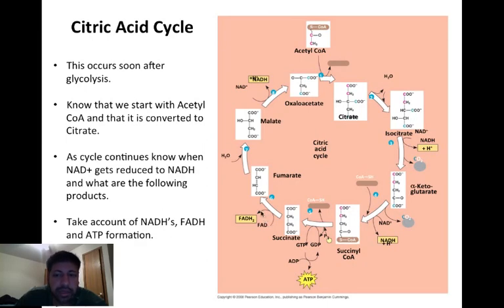Okay? So again, these are key things that I want you to get out of the citric acid cycle. Know the order of events, so citrate, isocitrate, alpha-ketoglutarate, etc. So obviously this moves clockwise. And I want you to know between what products we are making NADH and FADH.